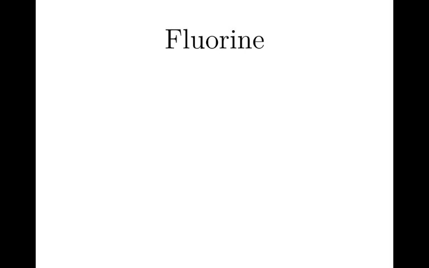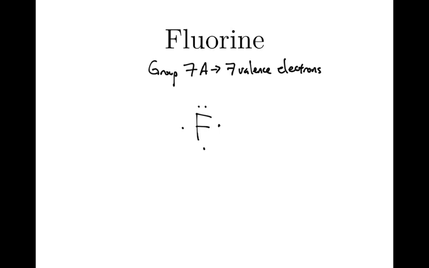Next, we have fluorine. Fluorine is in group 7A of the periodic table. Therefore, it has 7 valence electrons. The periodic symbol for fluorine is capital F, and we're just going to place the first 4 around each of the 4 sides, and then pair up the last 3 with any of the 3 sides, and so it will look like this.